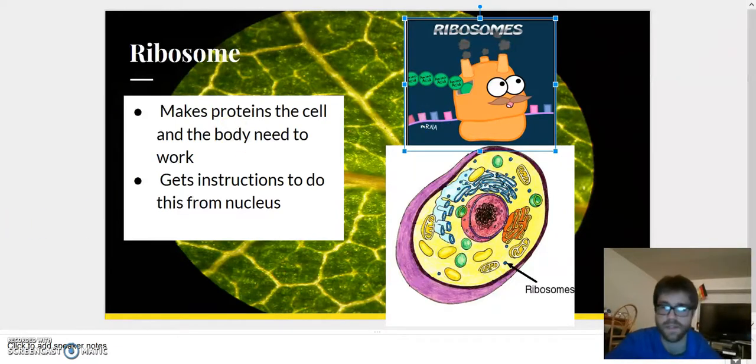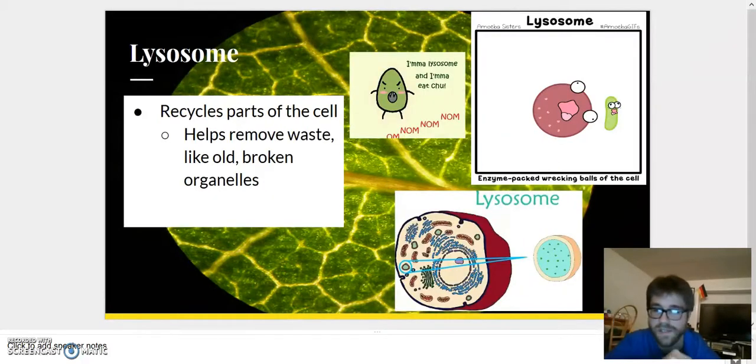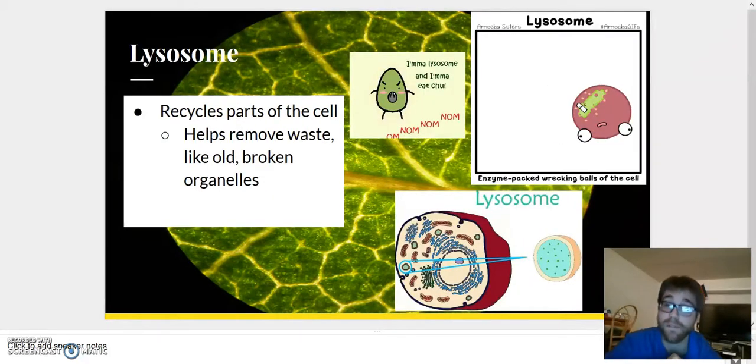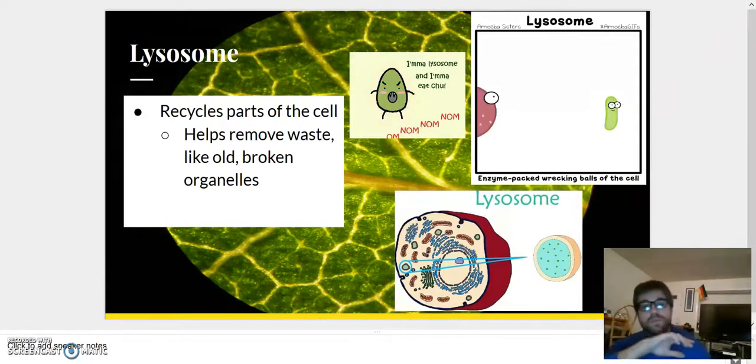Alright, so that's our ribosomes. They make proteins. After ribosomes, we have lysosomes. They recycle parts of the cell. They remove old and broken organelles. Take them away.